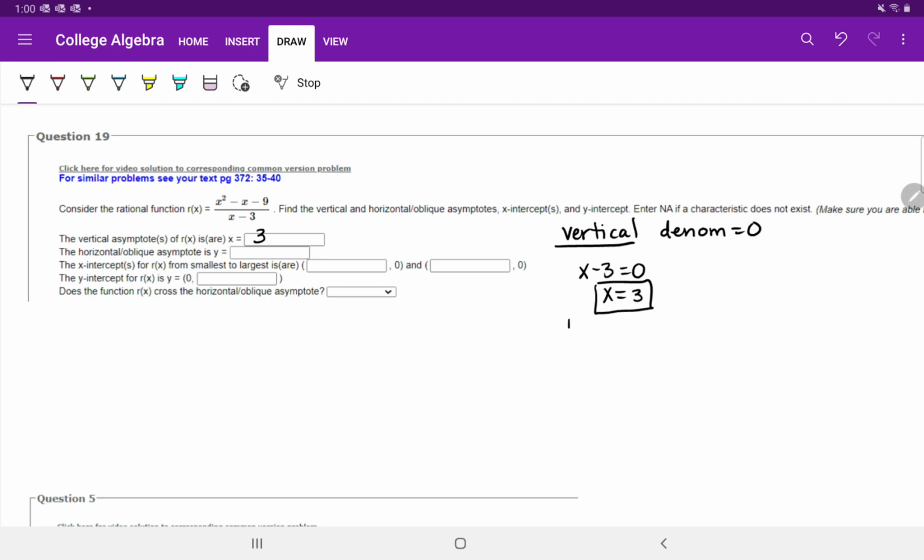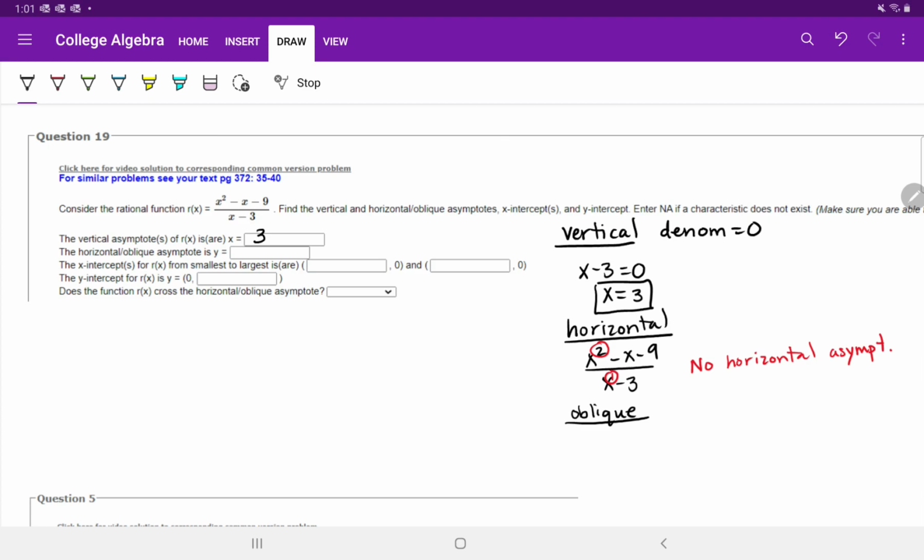Let's do horizontal. We have x squared minus x minus 9 over x minus 3. Our top exponent is bigger than our bottom exponent. So that means there is no horizontal asymptote. So now we have to move on to oblique.